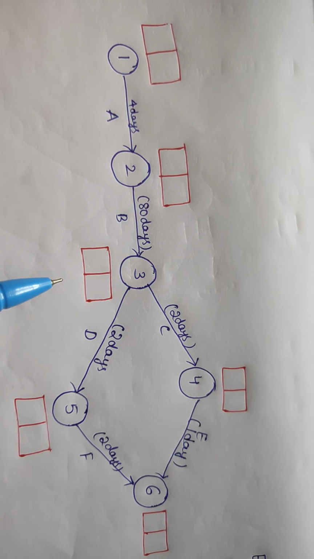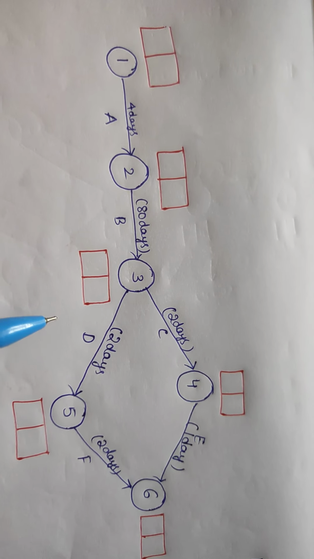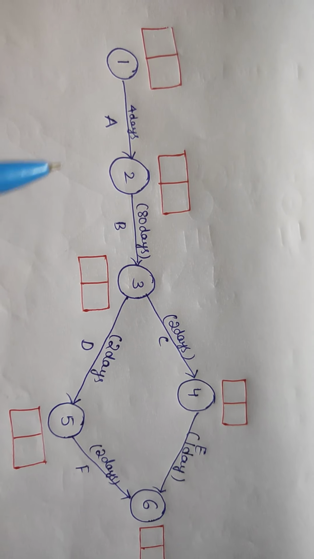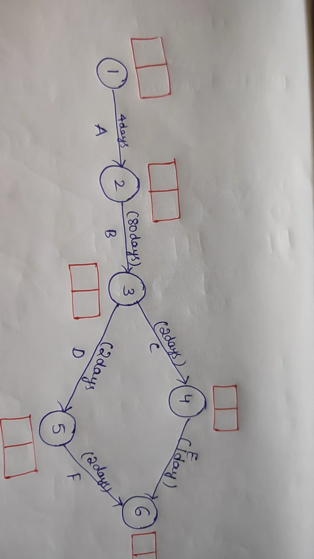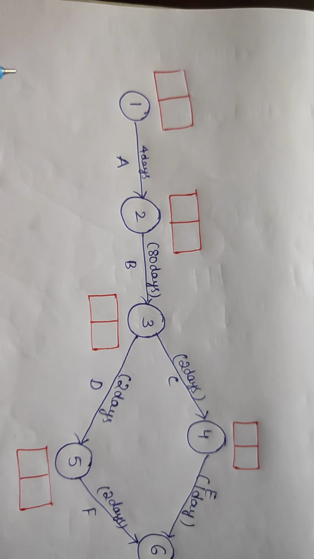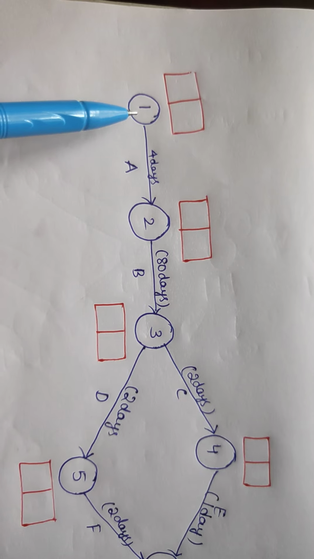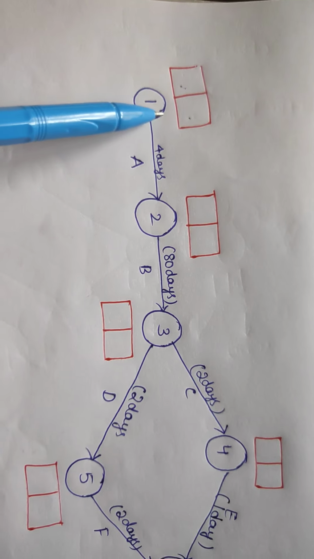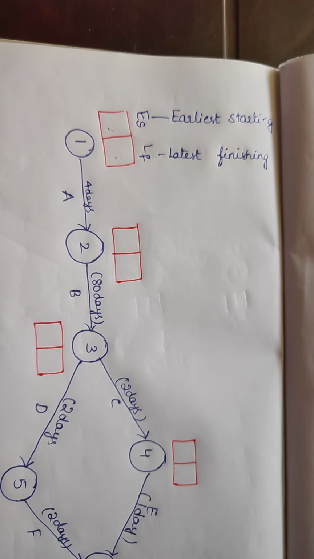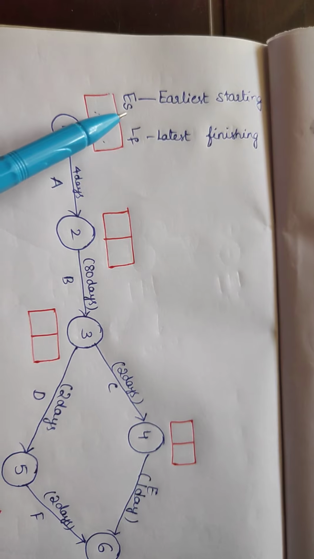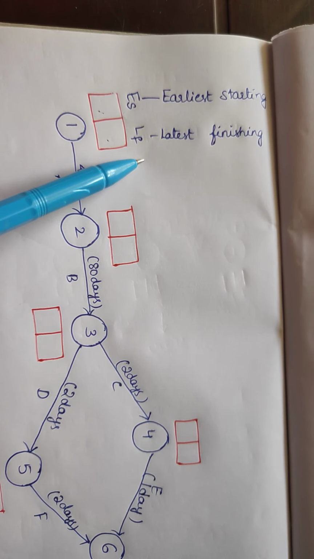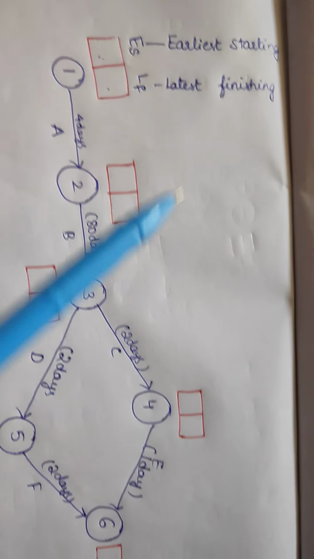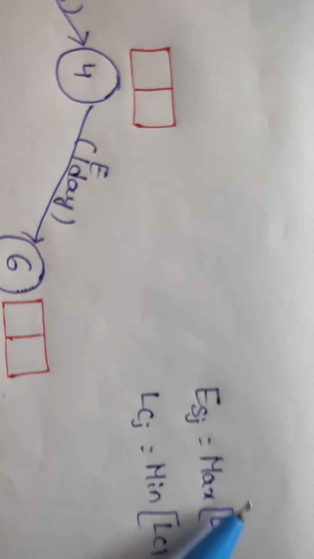Next, we have to calculate the CPM, that means critical path method. Critical path method means the longest distance in this network diagram. So to calculate the CPM, first of all we have to calculate the earliest starting time and latest finishing time at every event. To calculate the earliest starting time and latest finishing time, we have to use this formula.